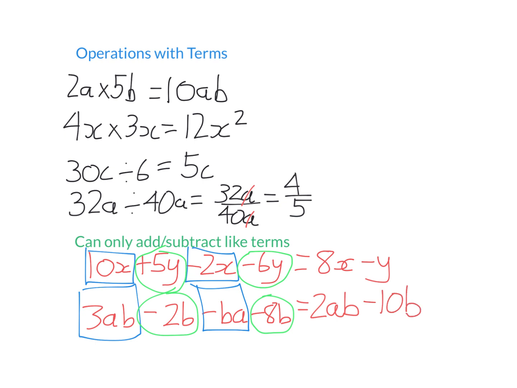Now, I can't simplify this expression any further. These are not like terms. This term and this term are not like terms because this term has an a, this one doesn't. So we're done with that.